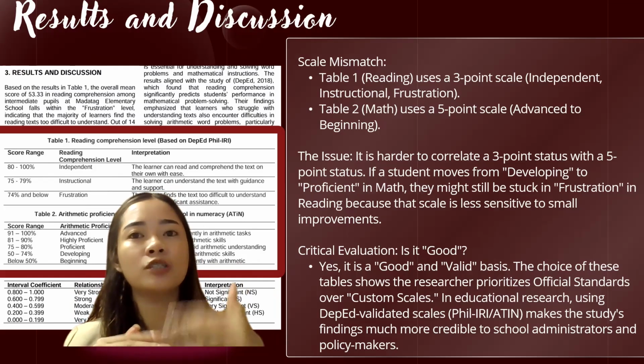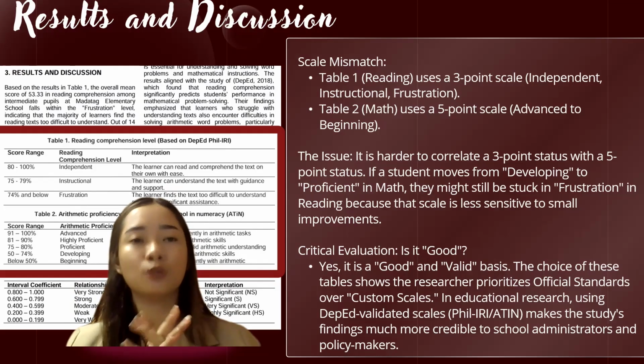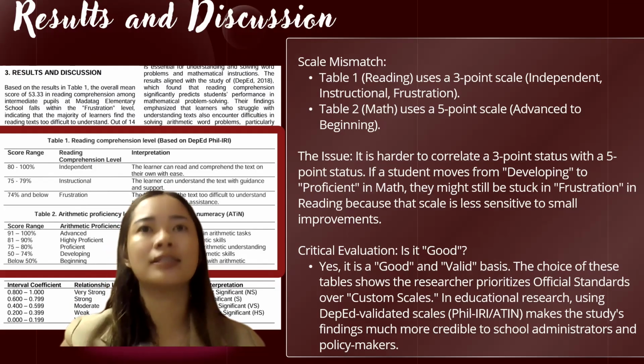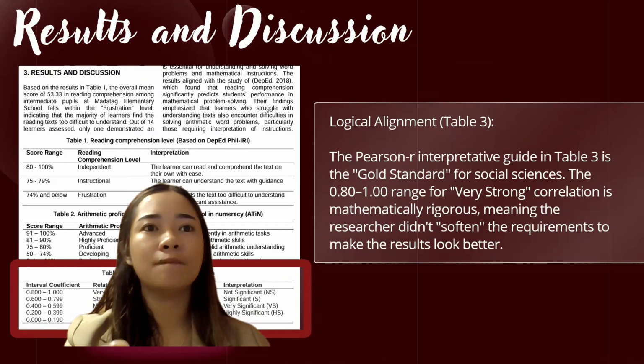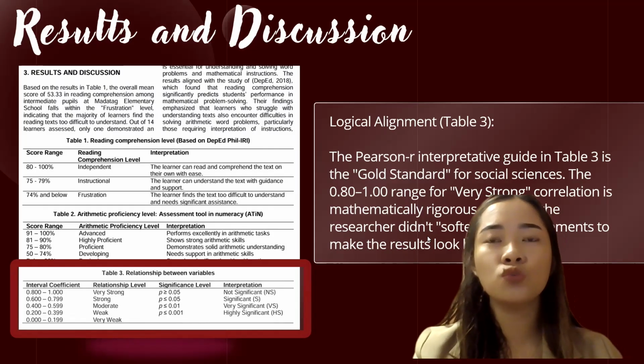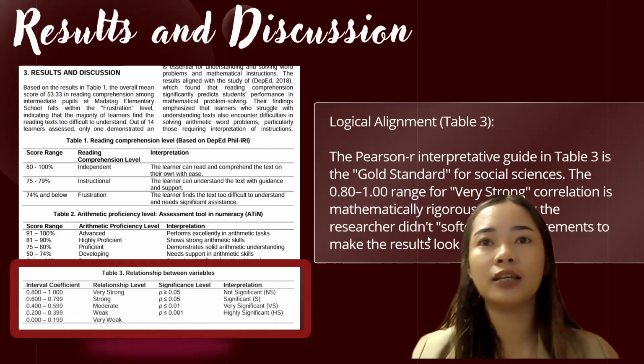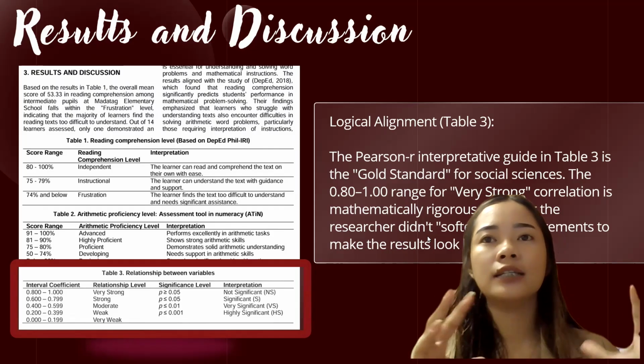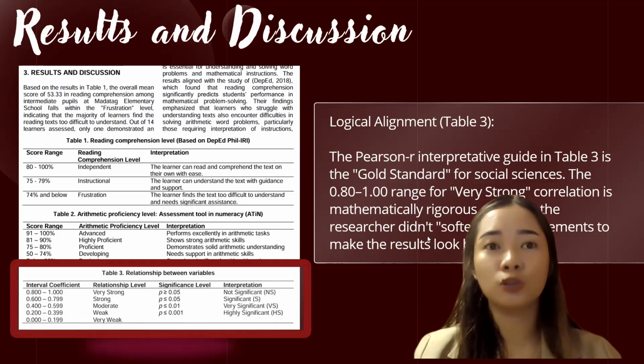It makes the study findings much more credible to school administrators and policy makers. Next is the third table, where you can see the relationship between variables. This table shows the interpretative guide for the Pearson r. If I'm going to assess this one, this is the gold standard for social sciences. The 0.80 to 1 range for very strong correlation is mathematically rigorous, meaning the researcher didn't soften the requirements to make the results look better.